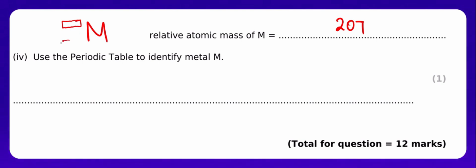Please don't read the value down here, because down here we have the atomic number, which is the same as the number of protons. So when you're going to read, this is where you're going to read. So check the element that has a relative atomic mass of 207. As you may check later in the periodic table, it will be lead. So you can say it is lead, and that is it.